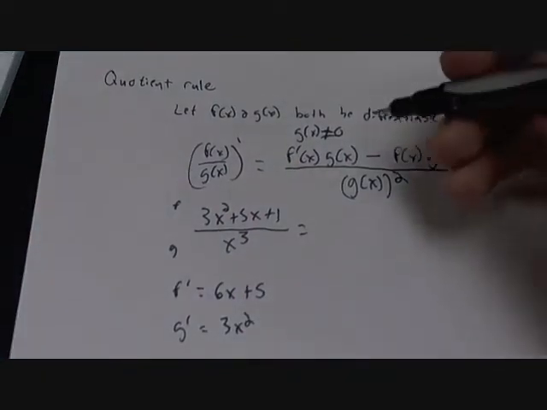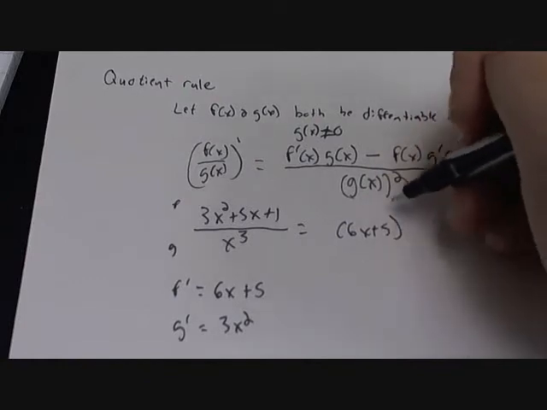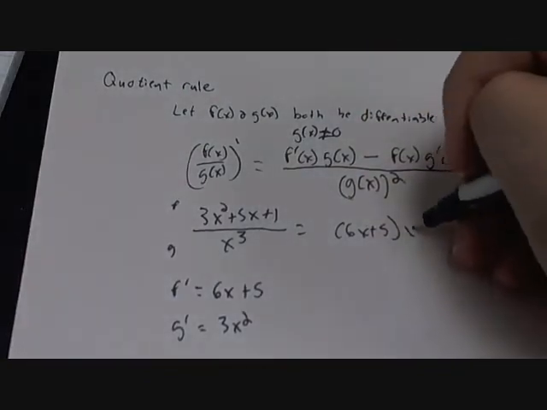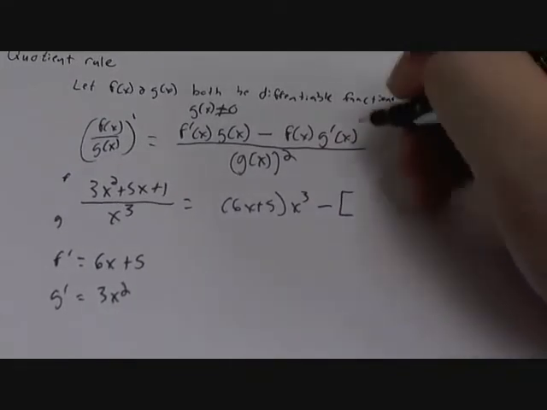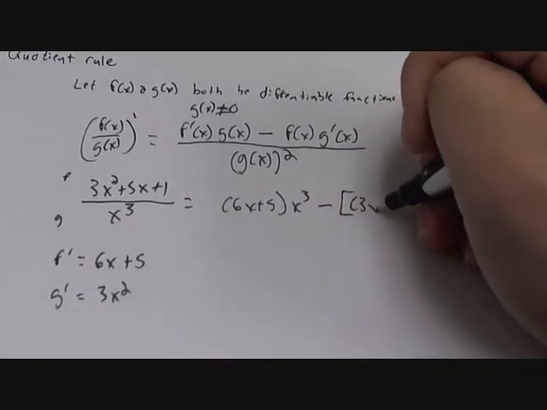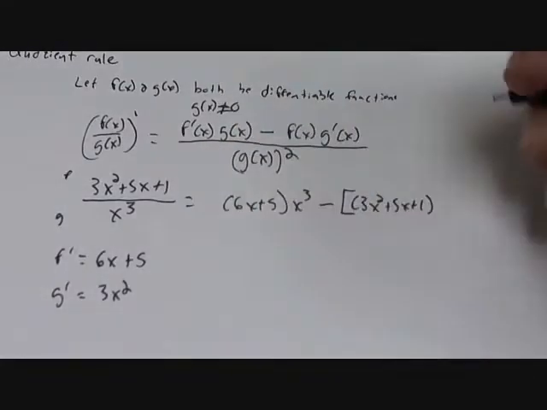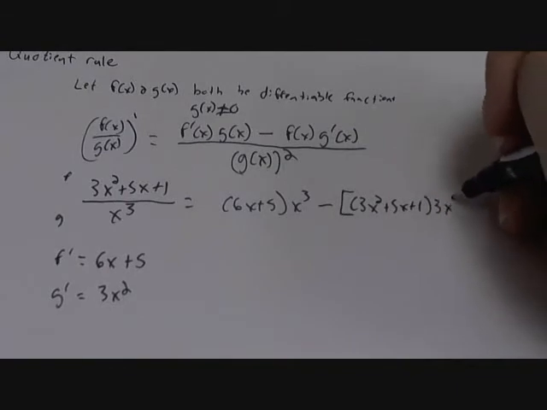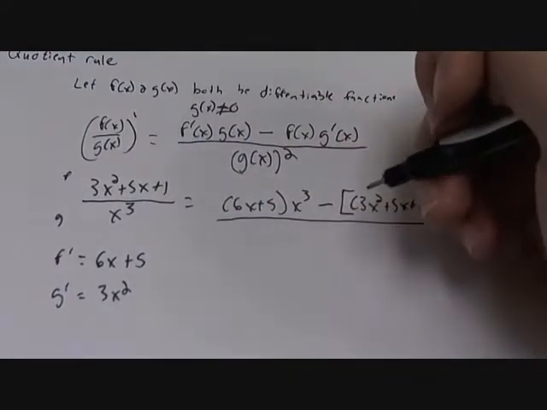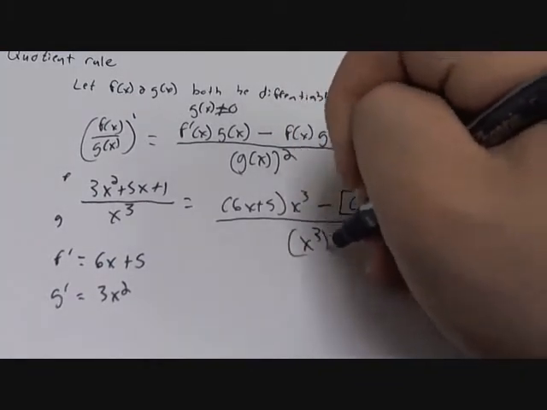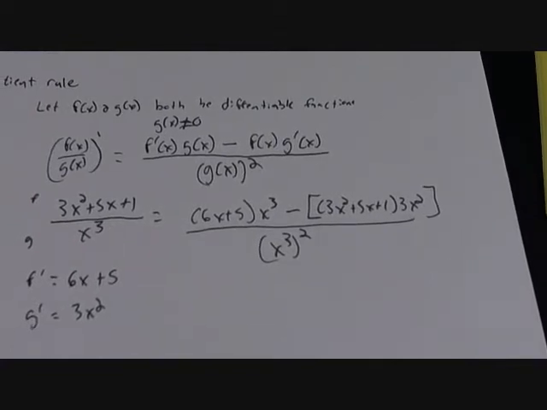Now we just plug in f prime, 6x plus 5, times g, which is x cubed, minus f of x, 3x squared plus 5x plus 1, times g prime, 3x squared. Everything divided by g of x squared. So x cubed squared. So that's pretty much it.